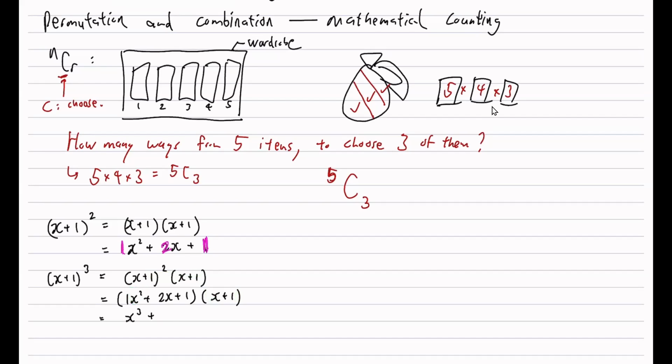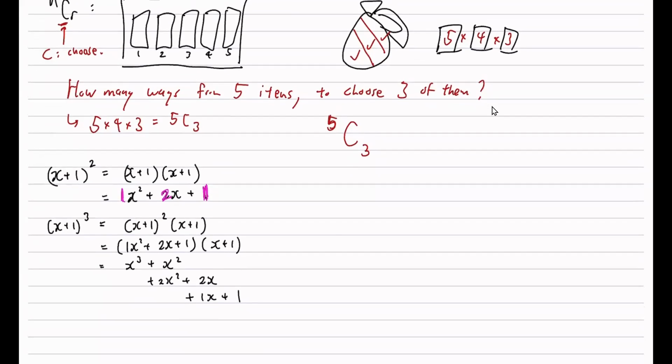I'll start with the first term and I distribute. So x^3 + x^2. Then second term, 2x^2 + 2x. And then plus 1x plus 1. I purposely write it in this format so that my like terms are in the same column, so it's easier to read. I'll get x^3 + 3x^2 + 3x + 1. Pay attention to the coefficients. 1, 3, 3, 1. Okay?